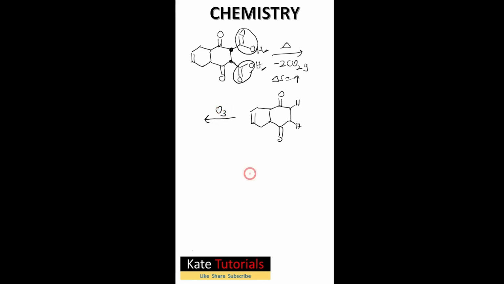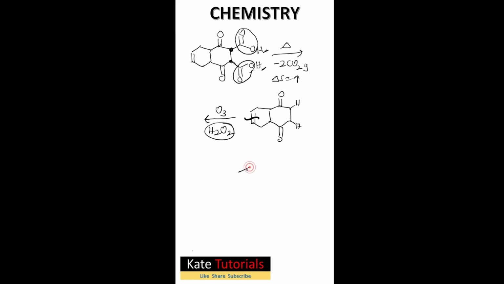ozonolysis, O3. This is what happens: this bond will be broken, this bond will be broken. So this double bond becomes an aldehyde. But we are adding it in the presence of H2O2. H2O2 is an oxidizing agent. So instead of getting an aldehyde, we will get a carboxylic acid.